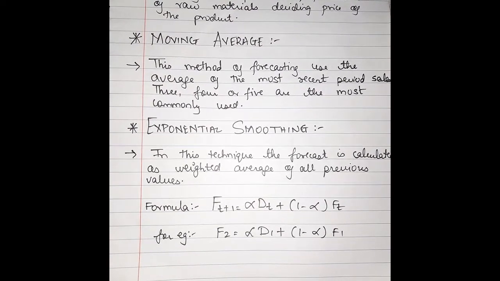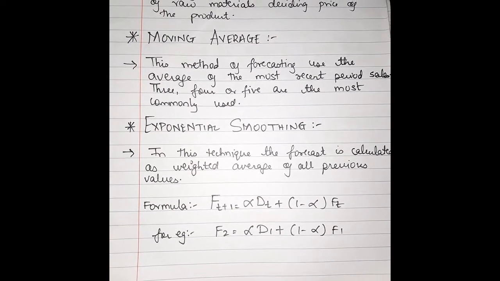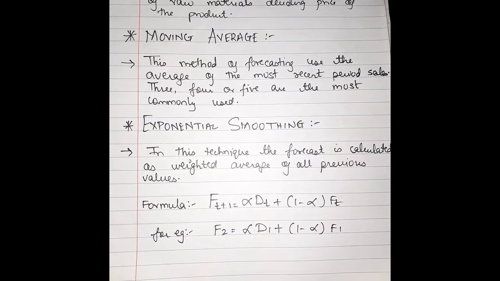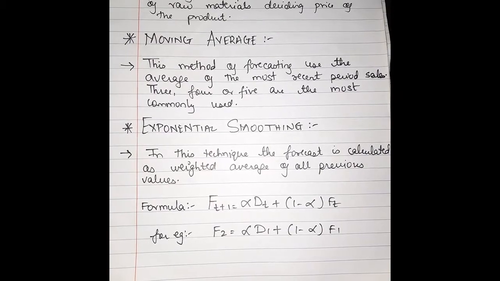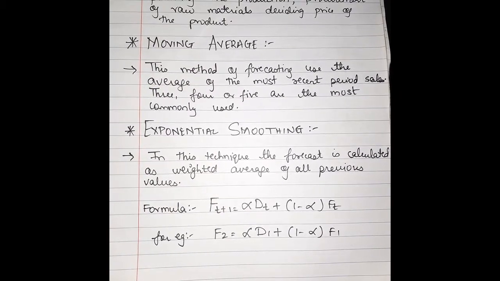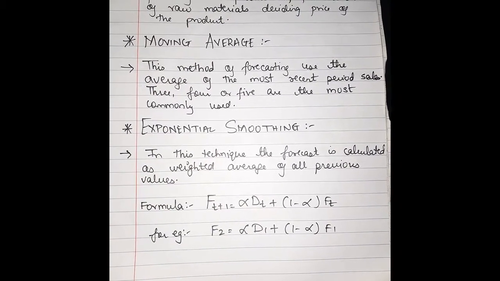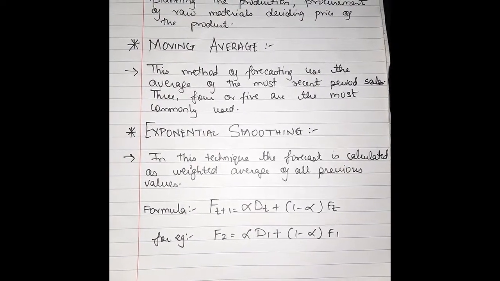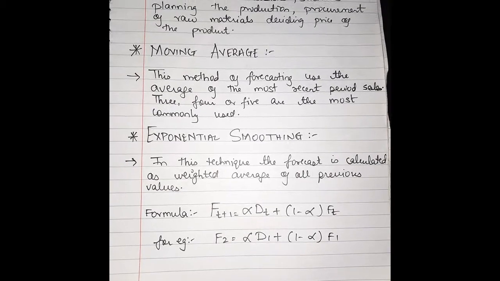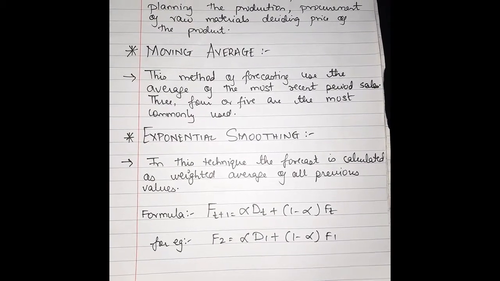For instance, if we have to calculate the forecast for year 2, then the formula will be F2 = alpha * D1 + (1 - alpha) * F1, where alpha is the smoothing constant, D1 is the demand for the previous year, and F1 is the forecast for the previous year.